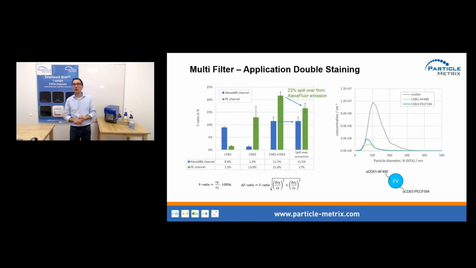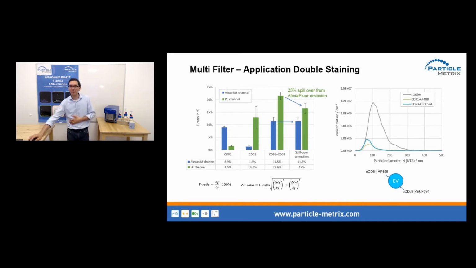So this is the resulting size distribution. Again, this is a single laser instrument, and we did a double determination of antibodies. The gray curve is the scatter curve, keep in mind. So that's the total particle concentration. Not all of them are EVs, but that's the size distribution and scatter of your sample. And then in the other colors, you have the CD81 and CD63. And the peaks are significantly different from the scatter peak. So this is the smaller size, EVs smaller than 100 nanometers. So this gives more or less the evidence that we're really detecting EVs and not large aggregates, for example.